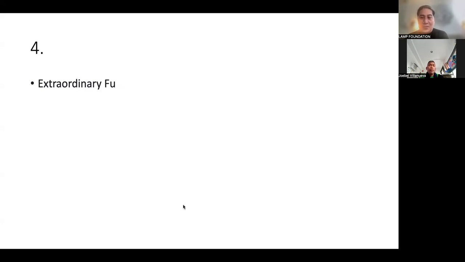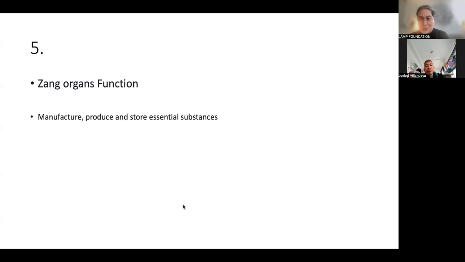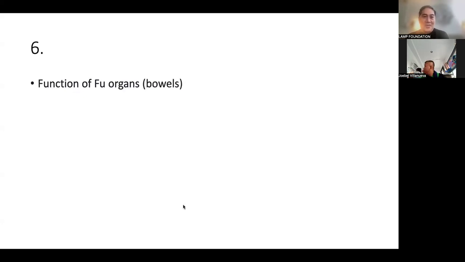What are the so-called extraordinary Fu? Extraordinary Fu includes the brain, the marrow, the bones, vessels, gallbladder, and the uterus. Okay, what are the functions of the Zang, the yin organs? So, Zang, they manufacture, produce, and store essential substances. I love the store. Okay. What are the functions of the Fu organs or the yang bowels? So, they receive and digest the food, they transmit and excrete wastes.